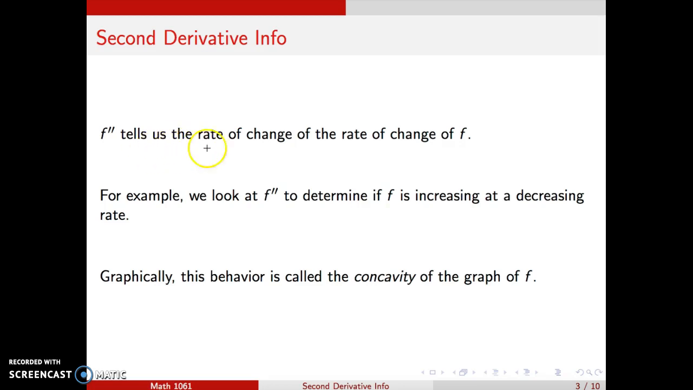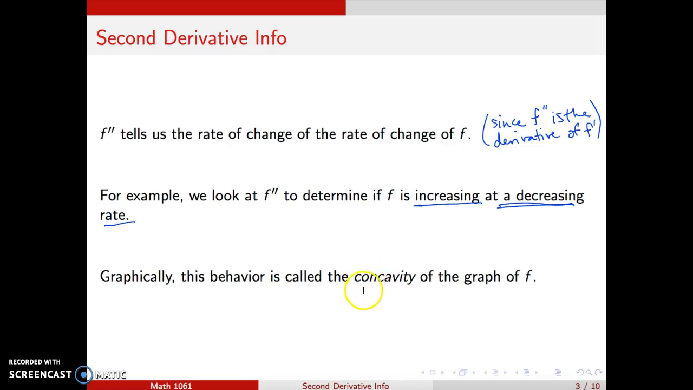So, one way of thinking about it is it tells us the rate of change of f, since the second derivative is the derivative of f prime. So f prime is the rate of change of f, so f double prime would be the rate of change of that, the rate of change of the rate of change. So for example, if you wanted to know if you're increasing, not just increasing, but increasing at a decreasing rate, you'd look at the second derivative. So we're increasing, but maybe we're slowing our increasing rate, something like that.